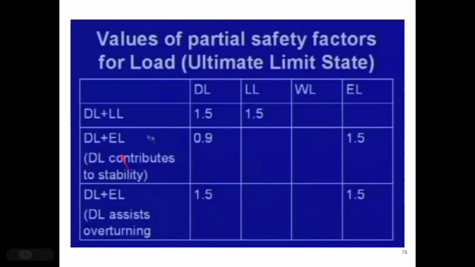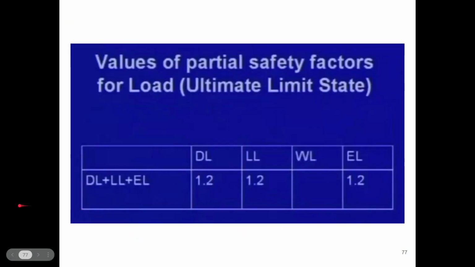On the other hand, if we add earthquake load instead of wind load, then dead load plus live load will be 1.5 DL plus 1.5 LL. In the case of DL plus EL, if DL is helping in stability, it will be 0.9 DL plus 1.5 EL, like in the case of wind. But if it is not helping in stability and is helping in overturning, then we have to take extra, which is 1.5 DL plus 1.5 EL. And if we take all three together, it will be similar to wind load: 1.2 DL plus 1.2 LL plus 1.2 EL.